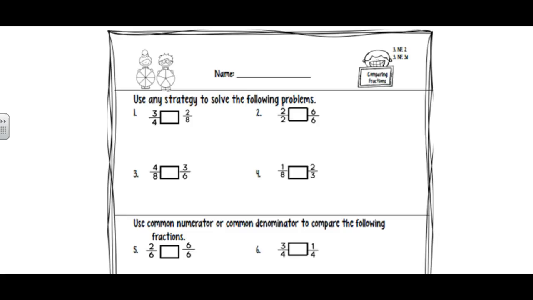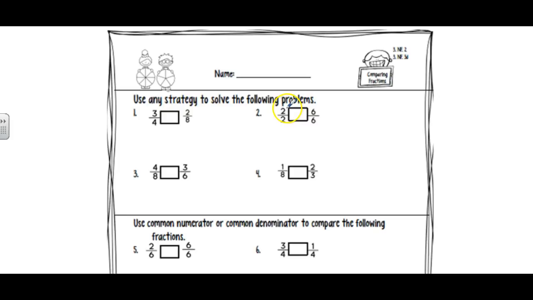Okay, moving on to the next side of the sheet. It says use any strategy to solve the following problems. Okay, so I would definitely look to see if they have the same numerator or the same denominator. If they have the same numerator or if they have the same denominator, use those strategies that we've done before. If they don't have the same numerator or the same denominator, then you can most definitely cross multiply. So for example, this 3/4 and this 2/8. We can cross multiply these to see which fraction is more.